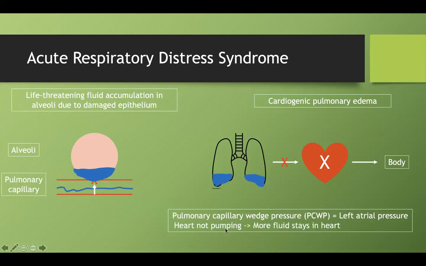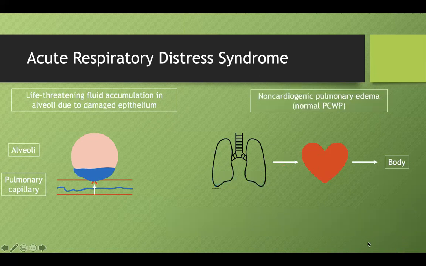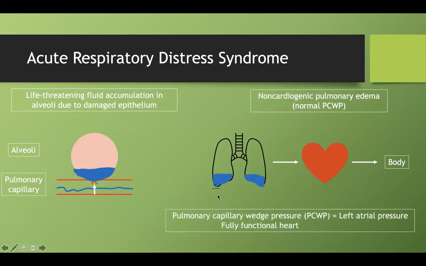If your heart's not pumping well, that would mean more fluid would stay in the heart and you'll have an elevated PCWP. In ARDS, it's a form of non-cardiogenic pulmonary edema. In this case, we're getting fluid in our lungs, but it's not because of our heart. It's simply because we have damaged epithelium within our lungs that's causing that fluid accumulation. So again, fully functional heart, normal pulmonary capillary wedge pressure.